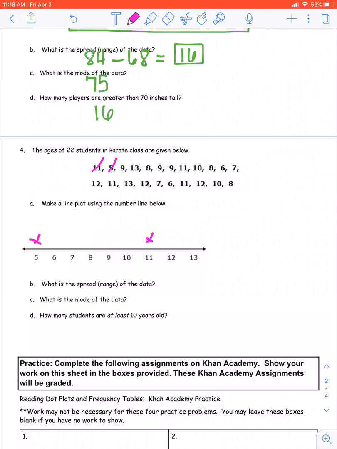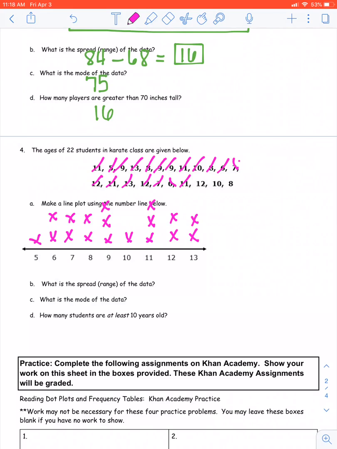5, 9, 13, 8, 9, 9, 11, 10, 8, 6, 7, 12, 11, 13, 12, 7, 6, 11, 12, 10, and 8. I think I like my dots better. Those X's are kind of crazy. All right, so here's my dot plot.